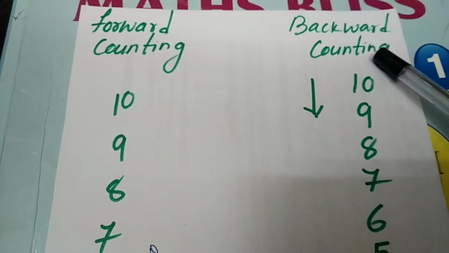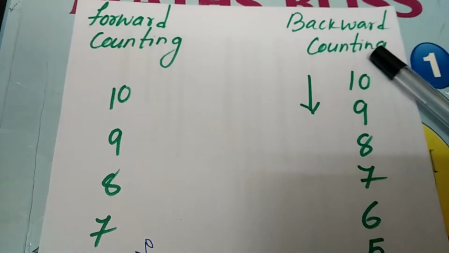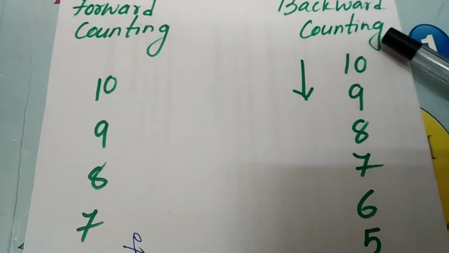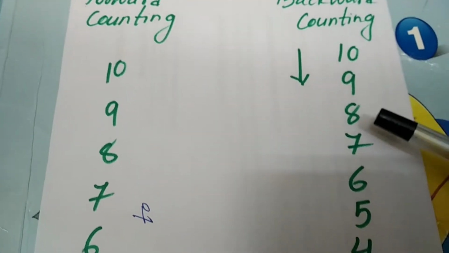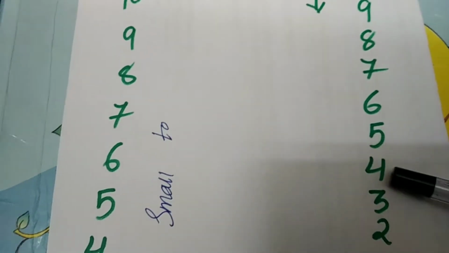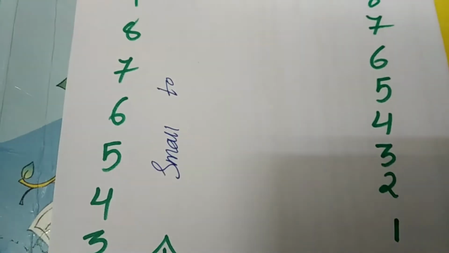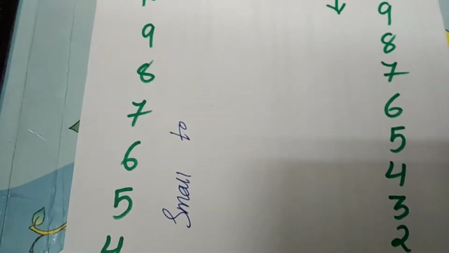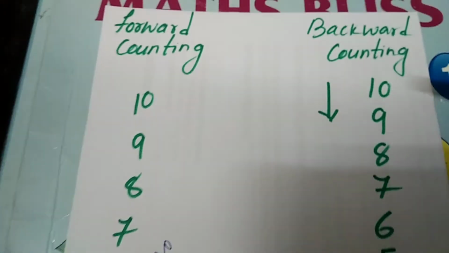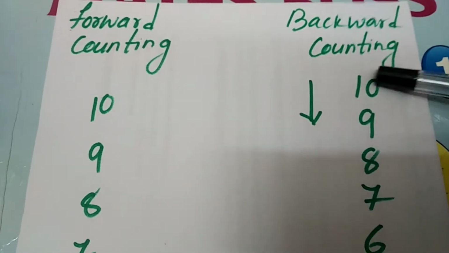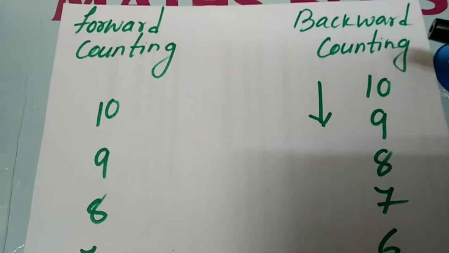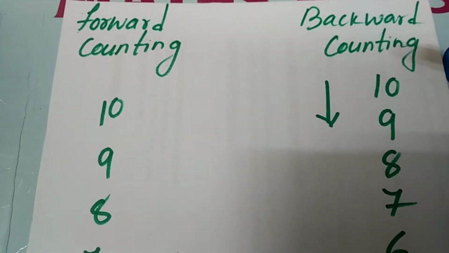Okay? Backward counting means what? If we are counting in the opposite direction, like 10, 9, 8, 7, 6, 5, 4, 3, 2, 1. I told you about the rocket counting, right? Yes. And I gave you the homework of backward counting from 50 to 1. I hope all of you have completed that.